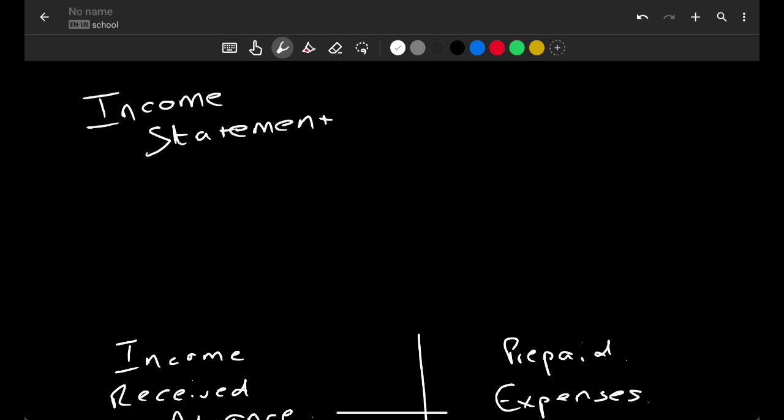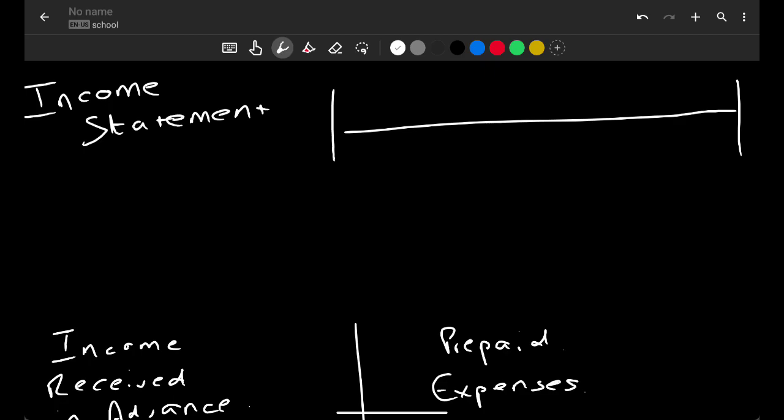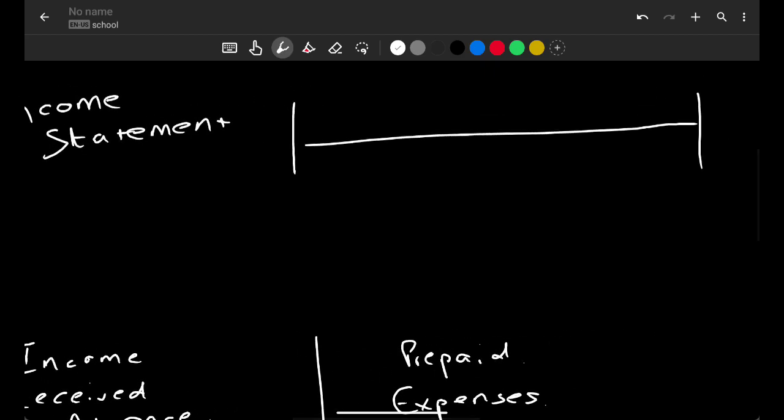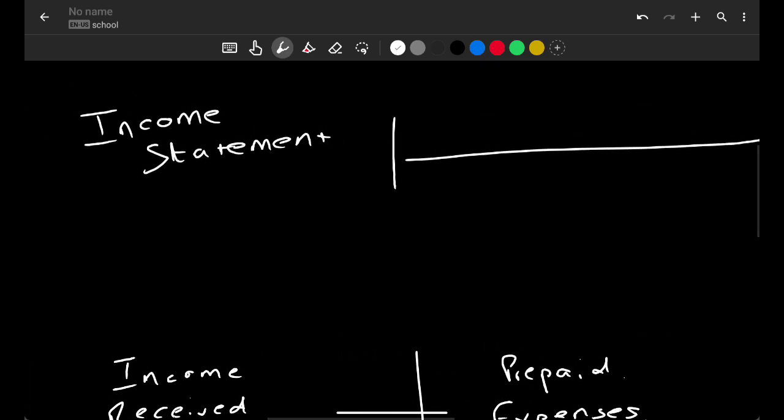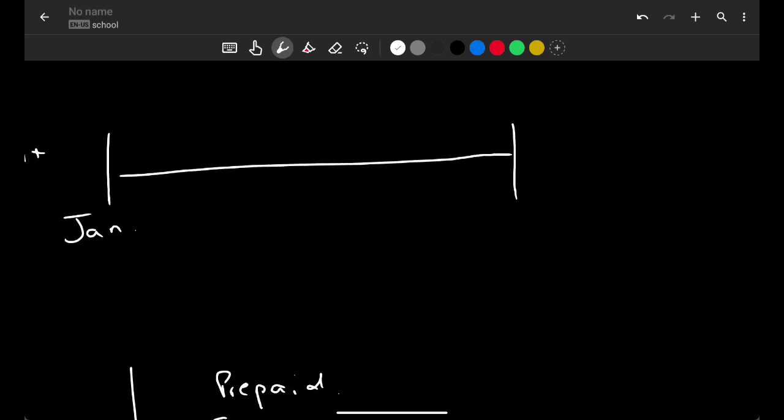So think about it like your own personal spending. If you took a phone on contract and it was for 24 months, your income statement for the year 2025 is going to present all the payments that you did in the first 12 months, right? From January to December here, right?